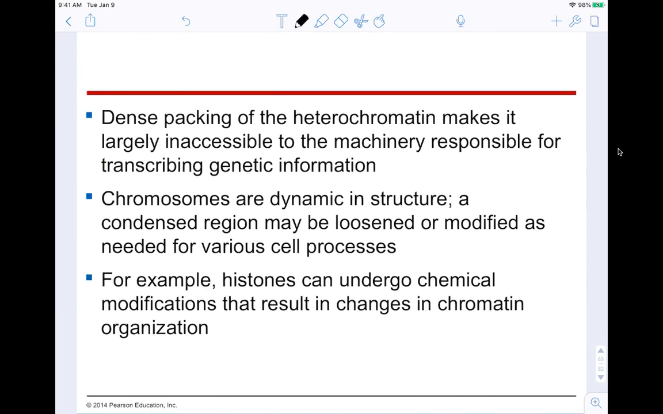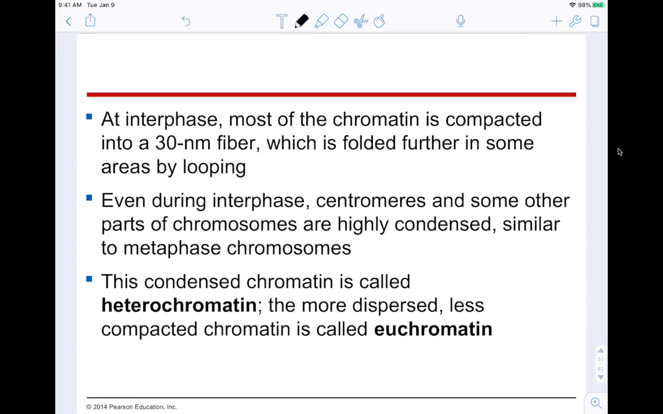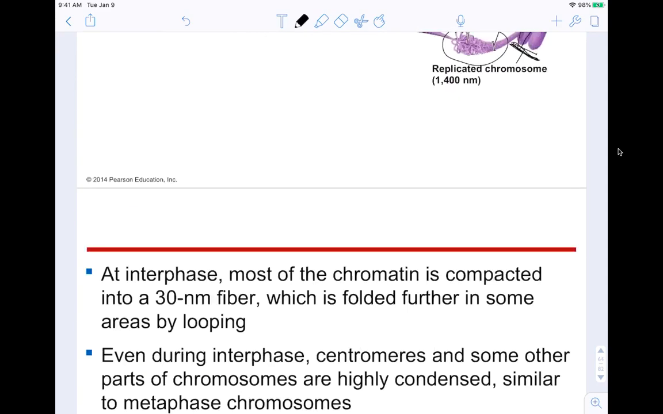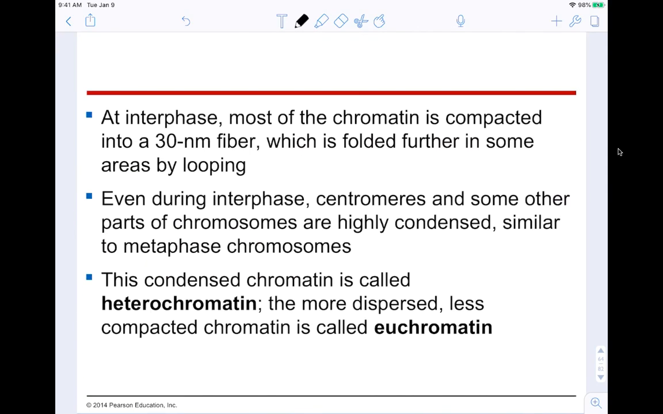Dense packaging of the heterochromatin makes it largely inaccessible to the machinery responsible for transcribing genetic information. Transcribing is dealing with protein synthesis. So that's kind of like the next thing that we're going to be talking about in the next chapter. So basically it's saying that if it's all tightly packed and it's all wound together, well, how the heck are you supposed to get an enzyme in there to do anything? Well, you can't. That's the point. Okay. So actually we were down here.